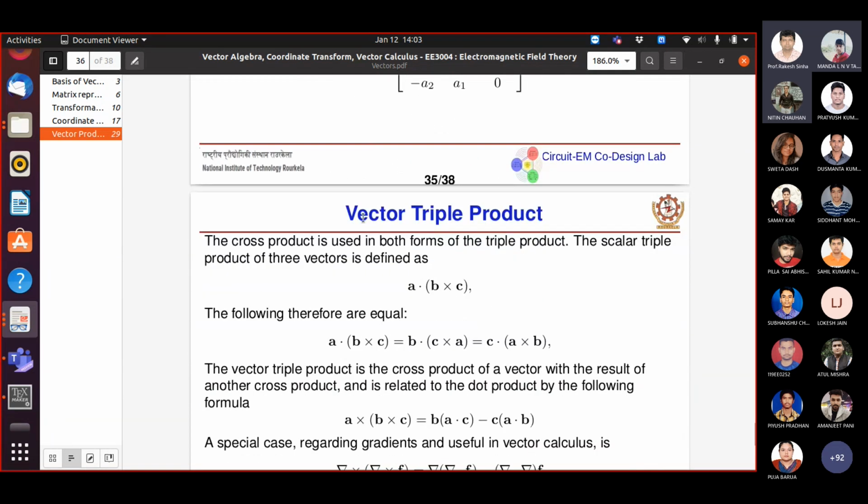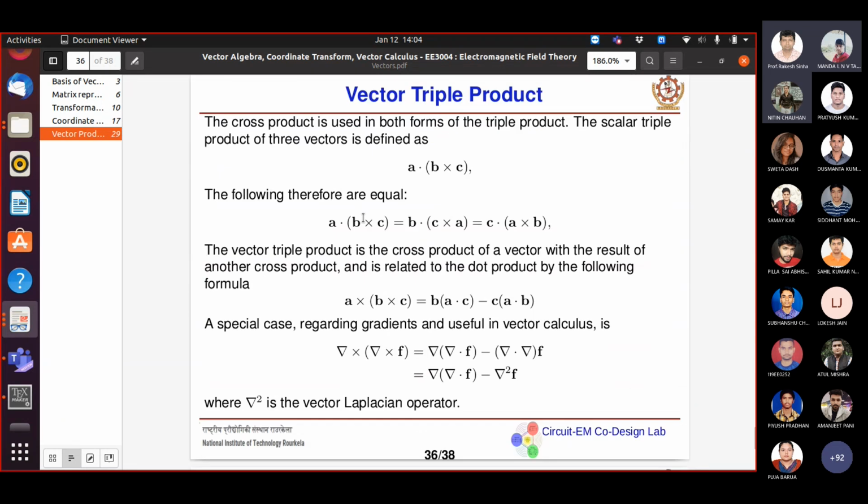Now move to the vector triple product. After the vector triple product, we'll discuss the differential length, differential area, and differential volume. And in the next class, we'll discuss the Del operator.